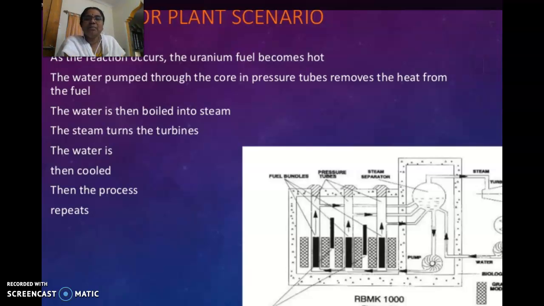So the nuclear plant scenario: as the reaction occurs, the uranium fuel becomes hot. Afterwards, the water pumped through the core in pressure tubes removes the heat from the fuel. Then the water is boiled into steam. The steam turns the turbines. The water is then cooled, and the process repeats.